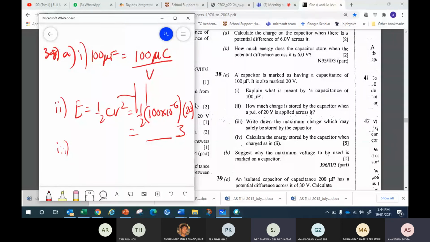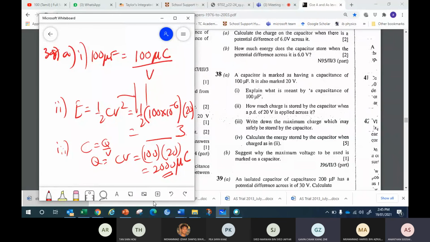3, write down the maximum charge which may be safely stored by the capacitor. So what formula, anyone? You know the C, you know the V, so you can work out the maximum stored charge. C equals Q over V. So Q is CV, C is 100 microfarad. No need to convert to farad. V is 20, so your final answer is 2000 microcoulomb.